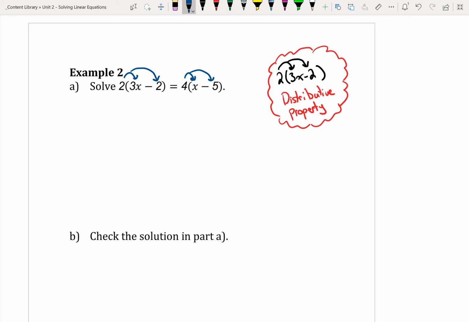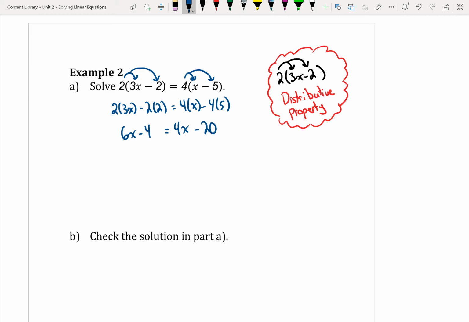So let's simplify this. I'm going to write everything out fully. 2 times 3x minus 2 times 2 equals 4 times x minus 4 times 5. Now I'm going to simplify it. 2 times 3x is 6x minus 2 times 2, which is 4, equals 4x minus 4 times 5, which is 20.